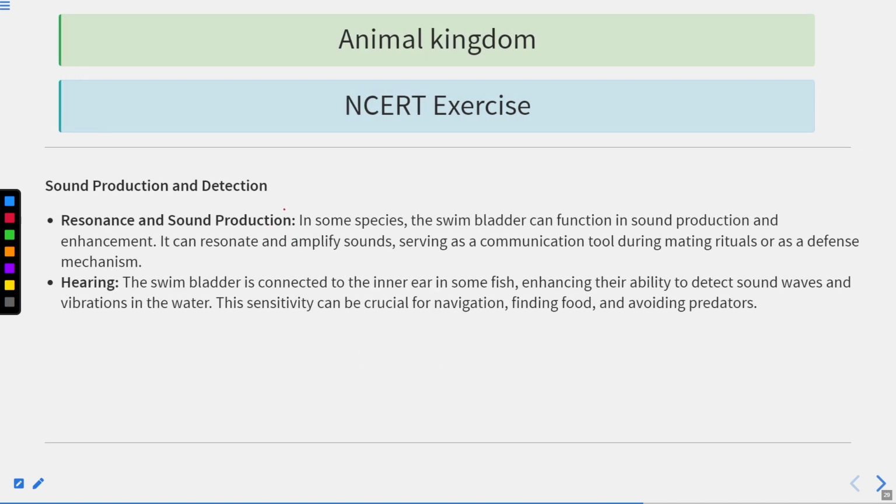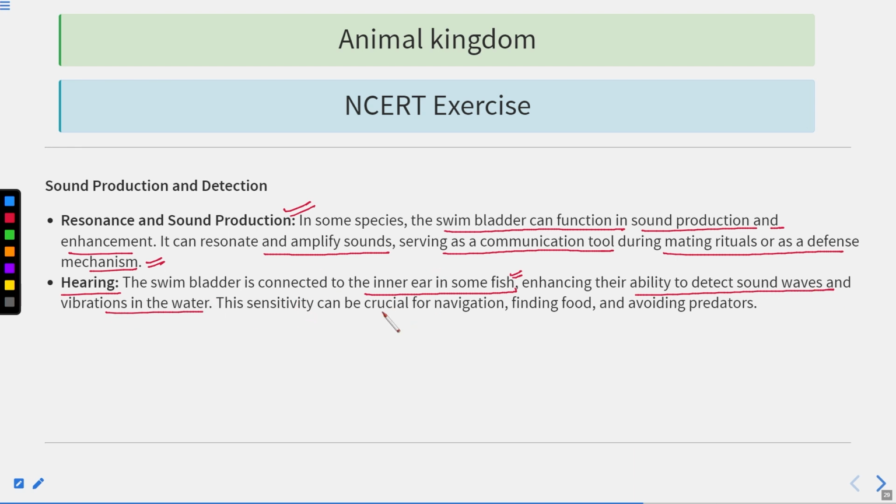Resonance and sound production. In some species, the swim bladder can function in sound production and enhancement. It can resonate and amplify sounds, serving as a communication tool during mating rituals or as a defense mechanism. It also helps them in hearing. The swim bladder is connected to the inner ear in some fishes, enhancing their ability to detect sound waves and vibrations in the water. This sensitivity can be crucial for navigation, finding food, and avoiding predators.